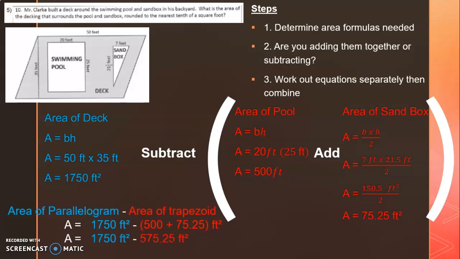So there we go. Area minus 500 plus 75.25, which gives me 575.25, and that's going to give me a total of area being 1174.75. Okay, so that's the way you solve number 5.